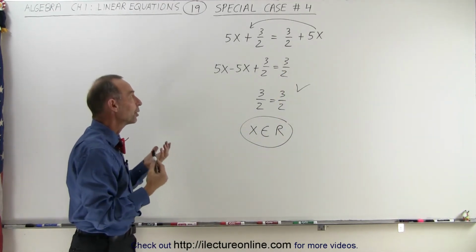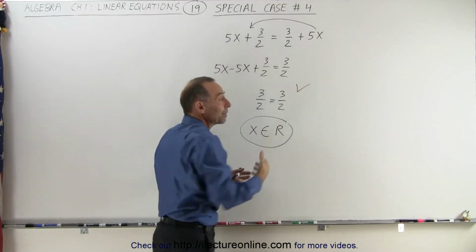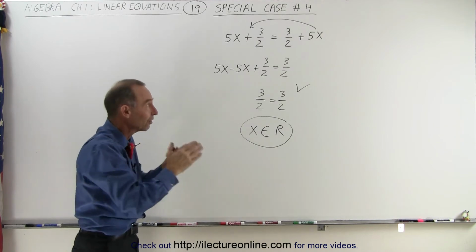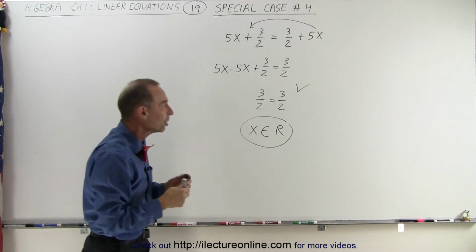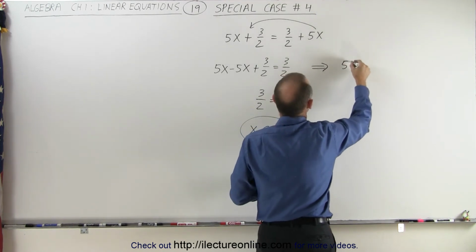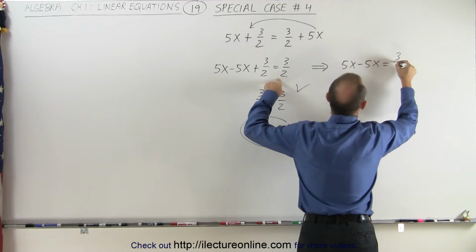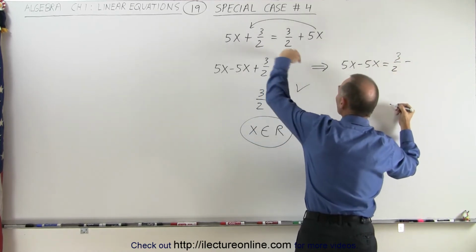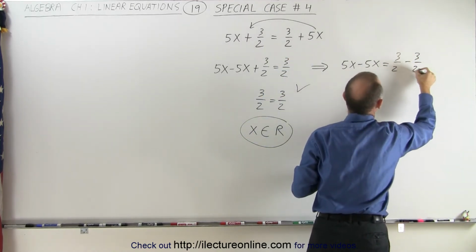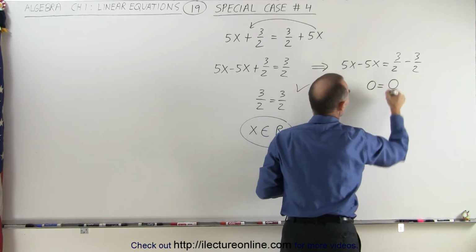Now, another thing we could have done was we could have also moved the 3 over 2 to the right side, because as we move all the terms of x to one side, we can move all the numbers to the other side. So we could have also worked it out as follows. We end up with 5x minus 5x on the left side equals 3 over 2 minus 3 over 2 when we move the other 3 over 2 to the right. And so this becomes 0 on the left side equals 0 on the right side.